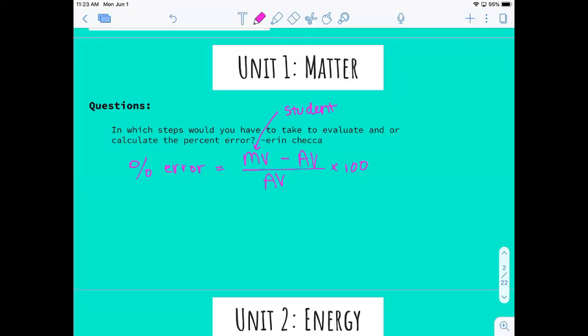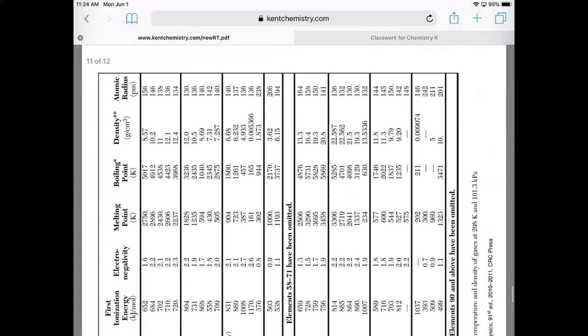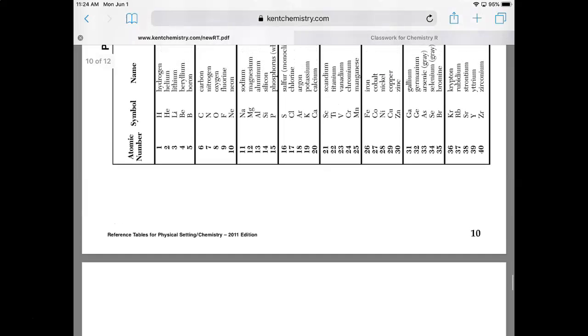The accepted value could either be called accepted or actual value. That's what you're comparing it to. So let's go ahead and pretend that my student was measuring the density of a copper bar and that student got 8.7 as a value, and we want to know what the percent error is. Now, typically, they would give you the accepted value in the question. For density, you have to be careful because if you go to reference table S, reference table S has the densities of all the elements.